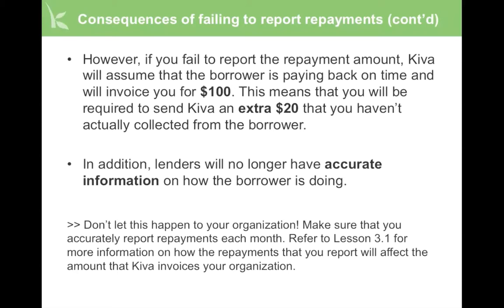However, if you fail to report the repayment amount for this loan, Kiva will assume that the borrower is paying back on time and will invoice you for $100. This means that you will be required to send Kiva an extra $20 that you haven't actually collected from the borrower. In addition, lenders will no longer have accurate information on how the borrower is doing. Don't let this happen to your organization. Make sure that you accurately report repayments each month. Refer to Lesson 3.1 for more information about how the repayments that you report will affect the amount that Kiva invoices your organization.